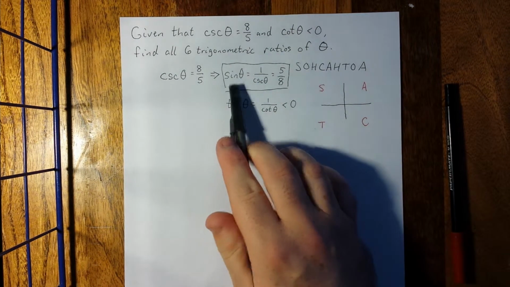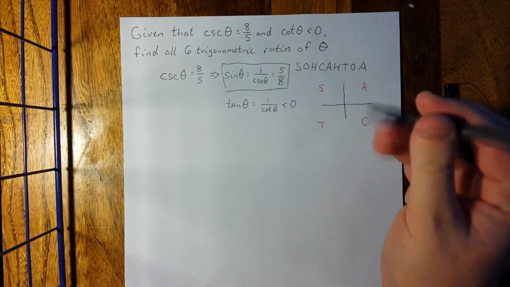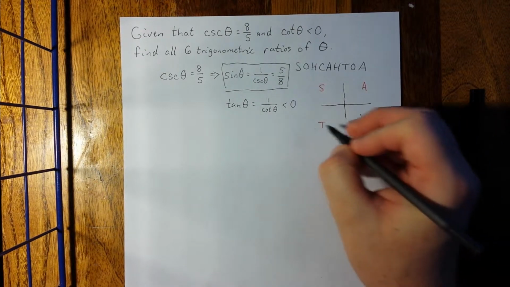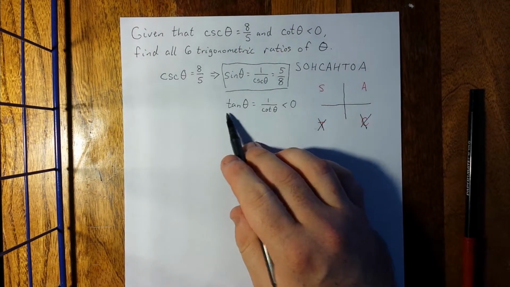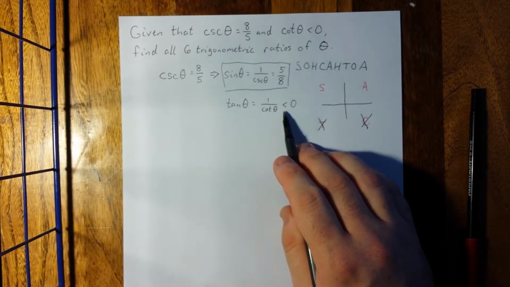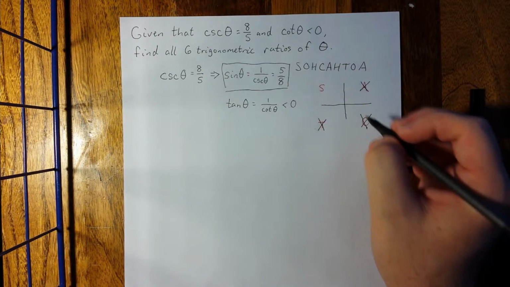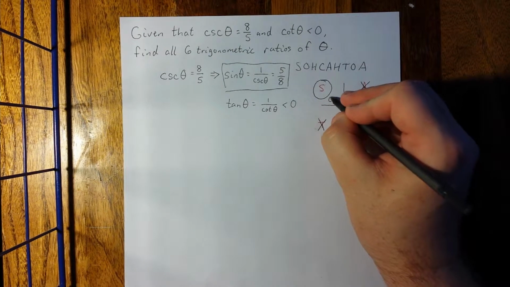So first off, we know that the sine is a positive value. If the sine is positive, that means it's got to be in either quadrant 1 or 2, which means that we can eliminate 3 and 4 as possibilities. In addition, we have that the tangent is negative. As soon as anything is negative, we can immediately get rid of quadrant 1, which means that the only possibility is that theta is a quadrant 2 angle.